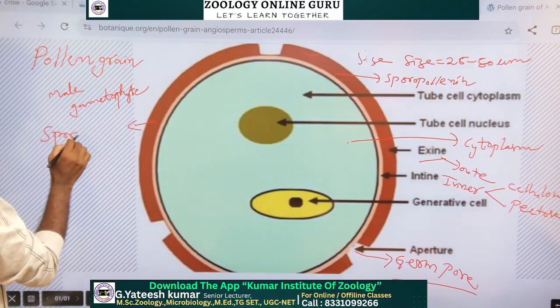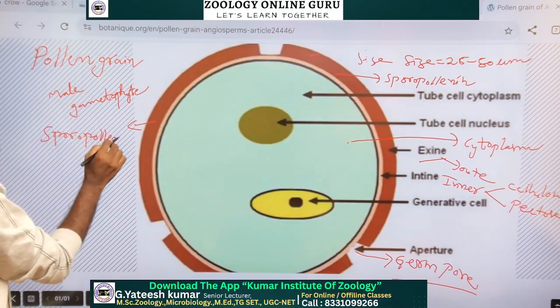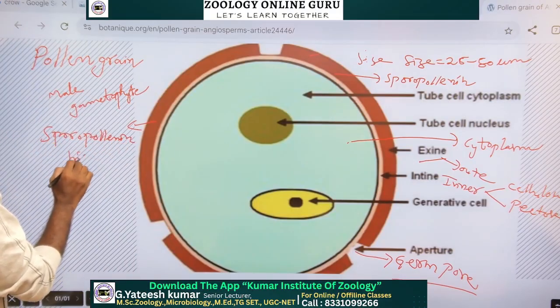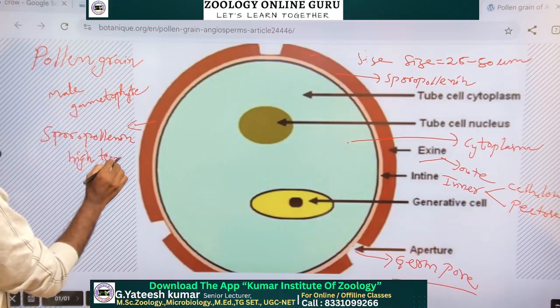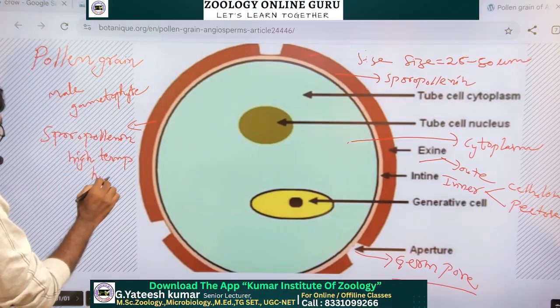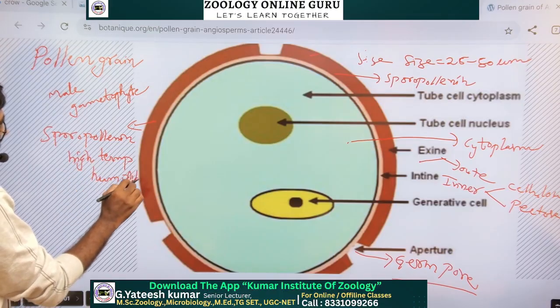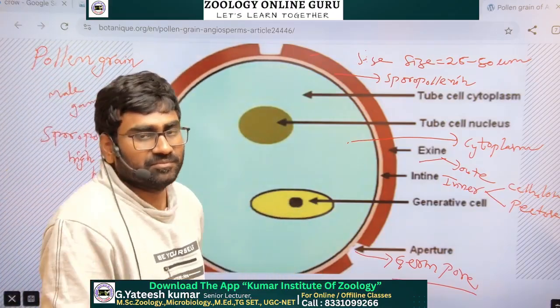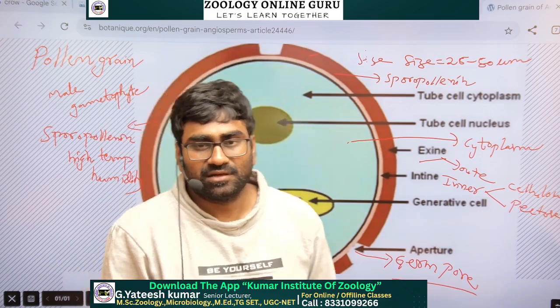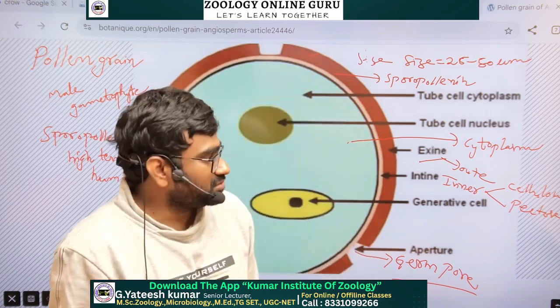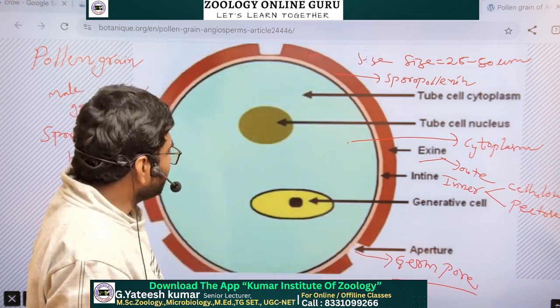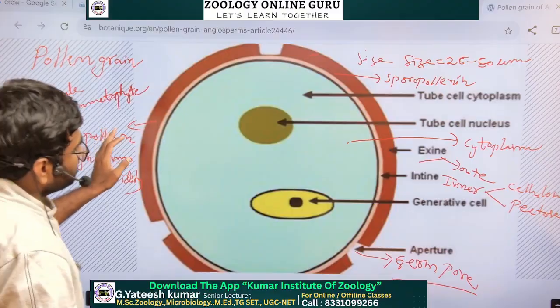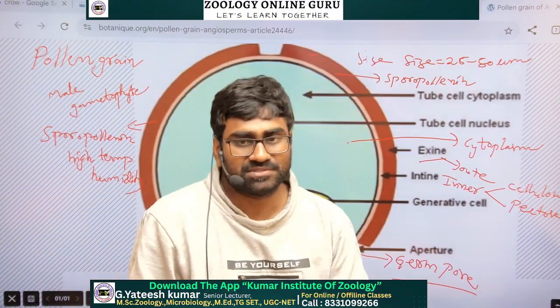Sporopollenin can withstand high temperature as well as humidity, strong acids, alkali, etc. So far no enzyme can degrade sporopollenin. So this is a very hard substance.